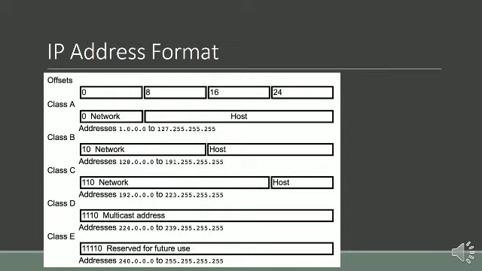IP address format. Offset 0, 8, 16, 24. Class A, 0 network host. Class B, 10 network host. Class C, 110 network host. Class D, 1110 multicast address. And Class E, 11110 reserved for future use.